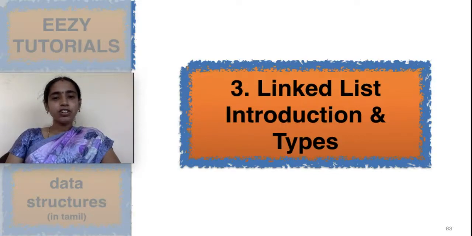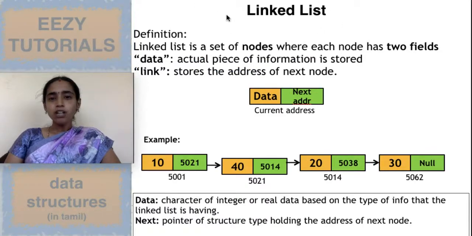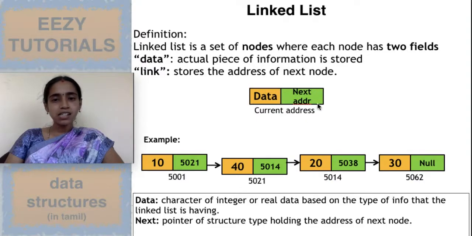In this video we are going to see what is linked list, an introduction of it, then we'll be seeing what are the types of linked list. So let us start. What is linked list? A linked list is a set of nodes. In this set of nodes you will be having two fields. The first field is data and the second field is the address of the next node. So a node is a combination of data as well as a link or next field which holds the address of the next node. So let us see an example.